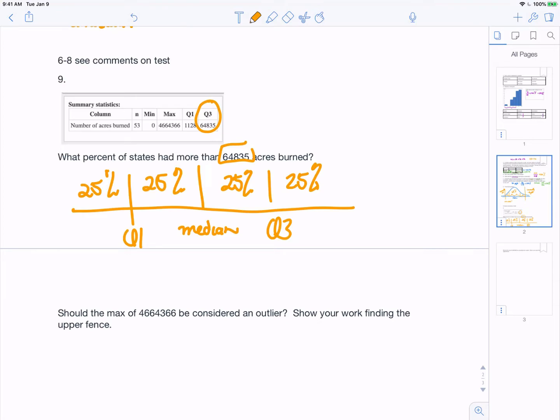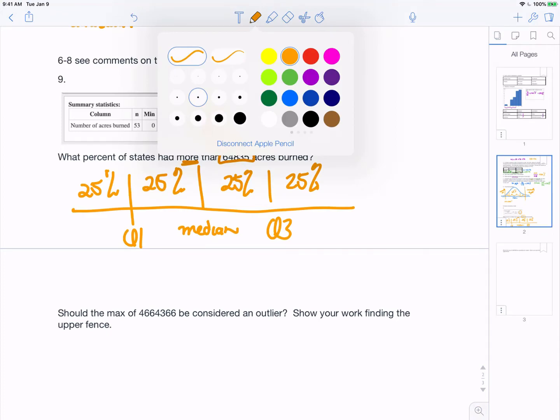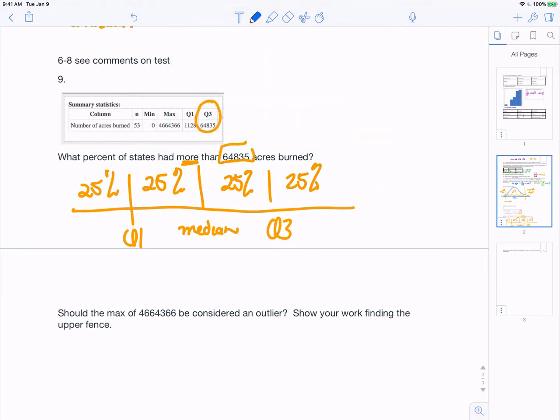And this asks what percent have more than that burned. So that means what percent are greater than Q3? Well, greater than Q3 would be 25%. If I asked what percent would be less than Q3, that would be 75%. So with quartiles, I just highly recommend drawing a picture.